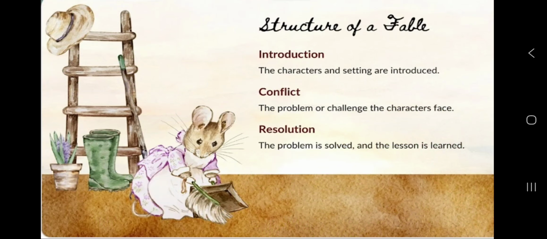So what is the structure of a fable? Introduction: the character and settings are introduced. Conflict: the problem or the challenge the character faces. And the resolution: the problem is solved and the lesson is learned. Just like how we structure a story into a beginning, middle and end, where in the beginning we introduce the character, the setting, and we try to build on it, and later in the middle we read about a conflict or a problem that has occurred, some kind of problem the character is facing. And the last part, the ending, is usually a resolution, a solution to the conflict, and how it is solved, and a lesson that we learn from the entire story.